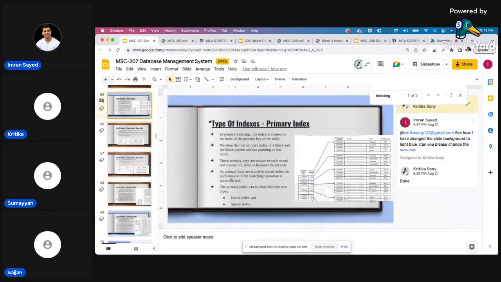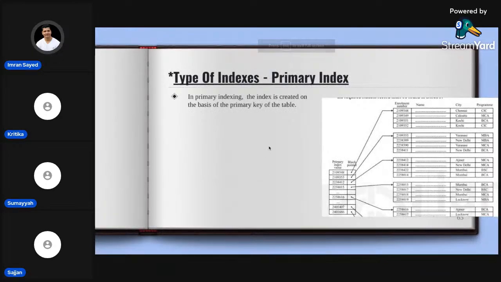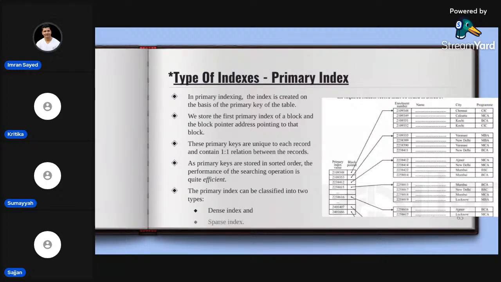Since we are here, we'll look at the primary index and secondary index quickly before we go on to the example. In primary indexing, the index is created on the basis of the primary key of the table. We store the primary index of a block and the block pointer pointing to that block. The primary keys are unique to each record and contain a one-to-one relationship between the records. As primary keys are stored in sorted order, the performance of the searching operation is quite efficient. The primary index can be classified into two types, dense and sparse.